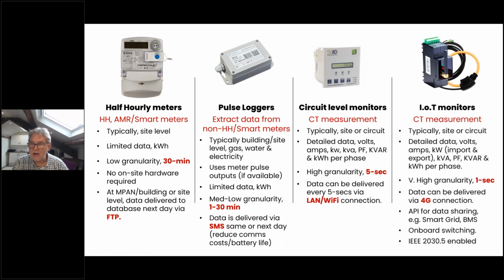And now we move up to the latest technology, which is the Internet of Things monitors. Again, these are driven by CT measurement, and it can be site or circuit level. The same level of data, but now the granularity increases up to 1 second. And these 1 second granularity devices are needed for grid balancing programs, such as the balancing mechanism, and data load balancing on site. Very fast reaction times are needed, so hence the granularity of data movement. Can be delivered by 4G. The data has inbuilt APIs for sharing in real time.